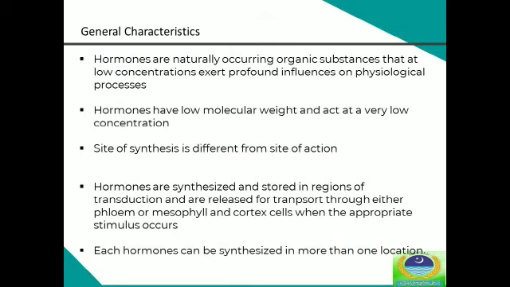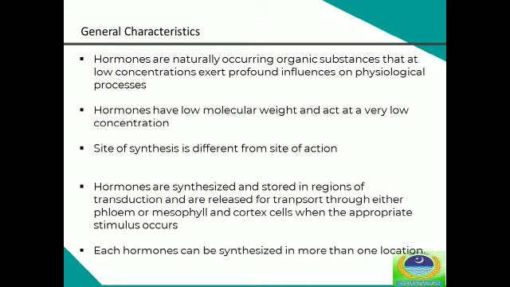To start with the general characteristics of plant hormones, they are defined as naturally occurring organic substances that at low concentration exert profound influences on physiological processes of plants. Their site of action is usually different from site of synthesis. So they are produced in one part of the plant and then transported to other parts for initiating a response. However, they can also affect the cells in which they are produced.